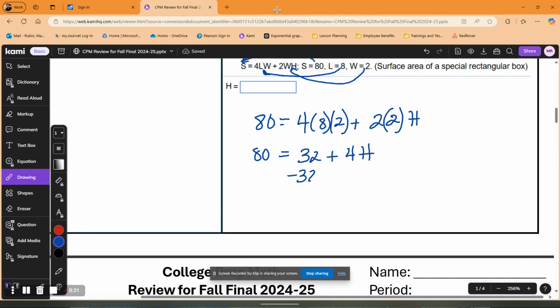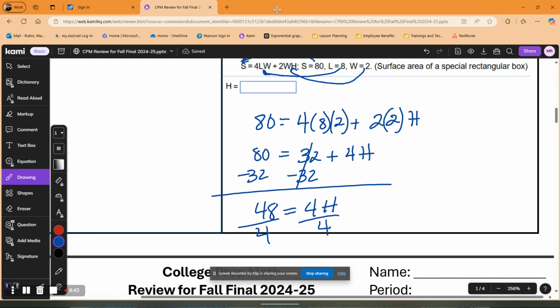You're going to subtract 32 from both sides. 80 minus 32 is 48, I think. Divide by 4, divide by 4. H equals 48 divided by 4, which is 12.